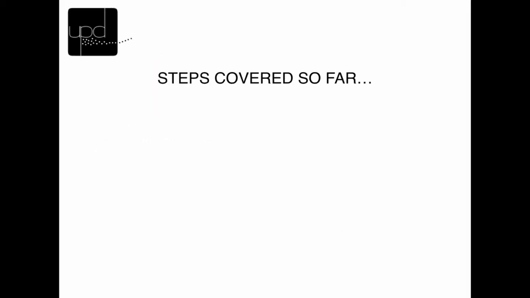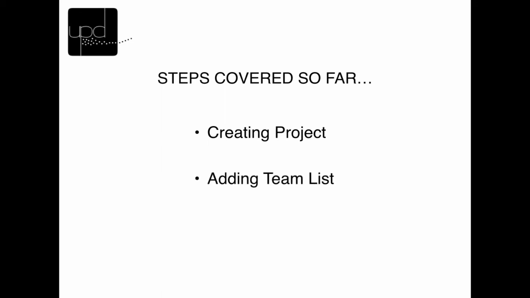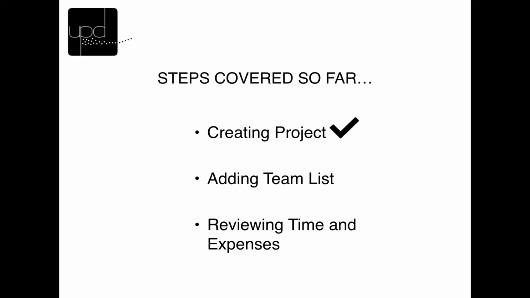Steps covered so far: creating a project/engagement in BigTime, and adding a team list. Third, reviewing time and expenses. Creating a project/engagement in BigTime. Did we do it? Yes, we did. Adding a team list in BigTime. Did we do it? We're almost there. Just hold on, we're coming home.